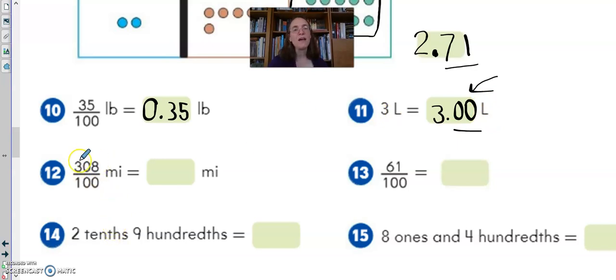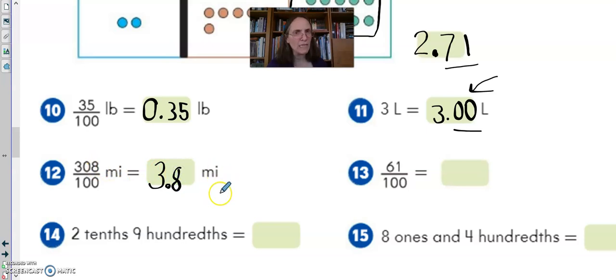Here we have 308/100ths of a mile. That looks like an improper fraction to me. And that means I can simplify it. So if there are 100 in each mile, hundredths of a mile, and I have 300 of them, that would be 3 whole miles right there. And my decimal point. Now, 8 of them, can I put that 8 right there?